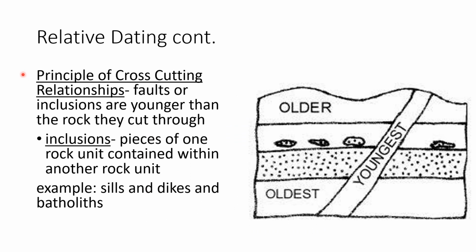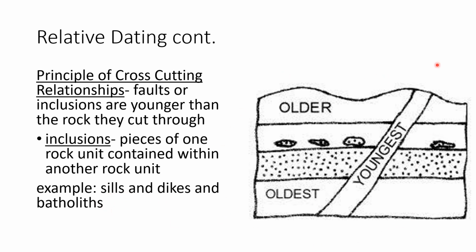Next, we have what's called the principle of cross-cutting relationships. So this means that anything like a fault or an igneous inclusion that cuts through another rock is younger than the rock they cut through, because they couldn't cut through them if that rock wasn't already there when they formed. So inclusions are just any kind of rock unit that's contained within another rock unit. Typically, they're going to be igneous rocks because magma will inject itself upward through other rocks that are already there. Examples of these we've talked about before are sills, dikes, and batholiths.